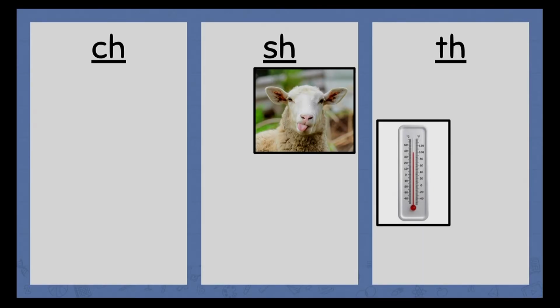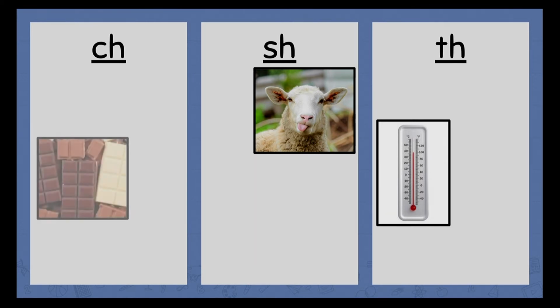Did it make you hungry too? I know. You're right. Chocolate begins with the digraph CH. Ch, ch. All right, three more. The next one is a day of the week. Thursday, Thursday.